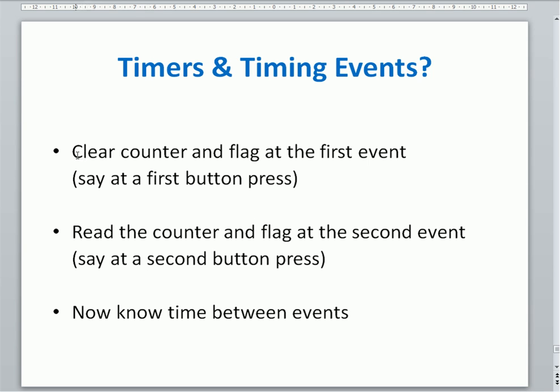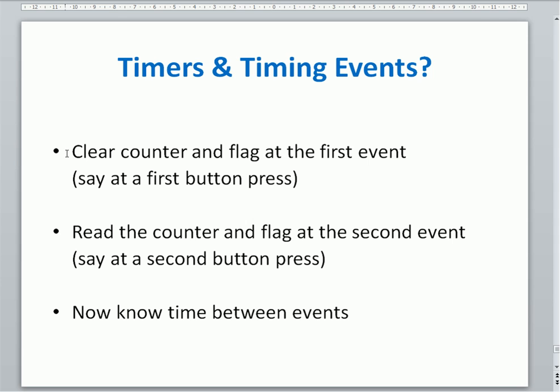Well, the first thing you would do is at the first event, you would need something that noticed that you had a first event. Since I talked about button presses, this would be the first button press, right? And you would clear the counter and the flag. You wait and wait and wait, and somebody presses the button again, and that's the second event. And at the second event, you read the counter and flag. By taking the reading from the start and the end, you now know the time between the events.